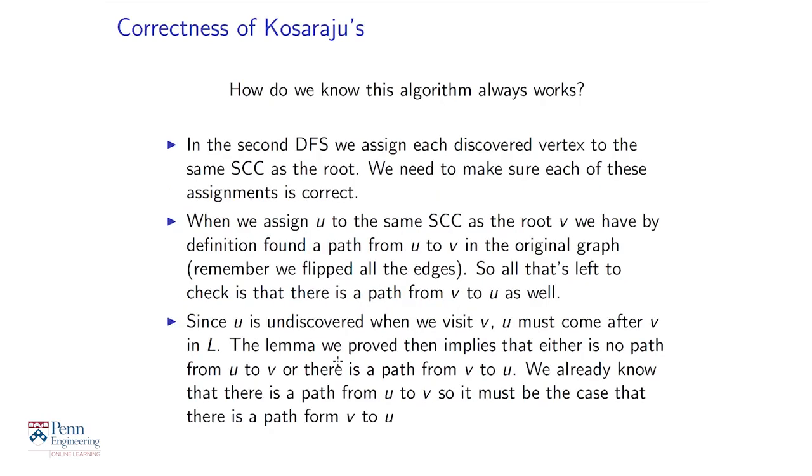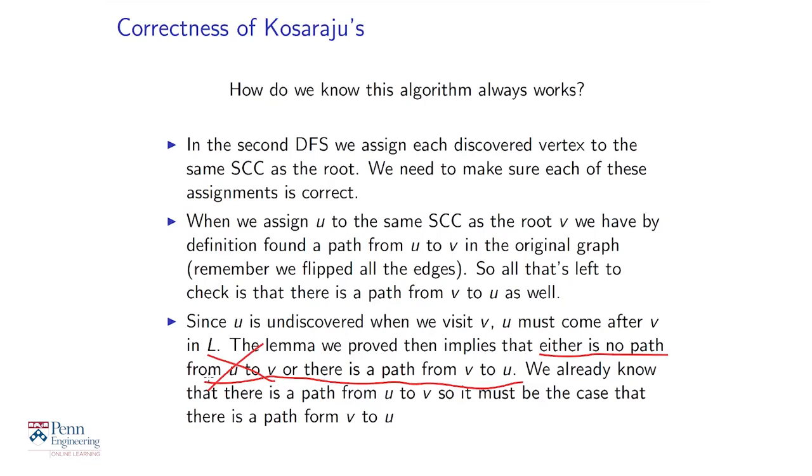But the point is this: if u is undiscovered when we visit v, u must come after v in L. The lemma says there are only two possibilities: either there is no path from u to v, or there is a path from v to u. We already know there is a path from u to v, as we said in the last bullet point, and that rules out one of the two alternatives. Because we know there's a path from u to v, we've ruled out the no-path alternative, which means the other alternative must hold: there is a path from v to u.